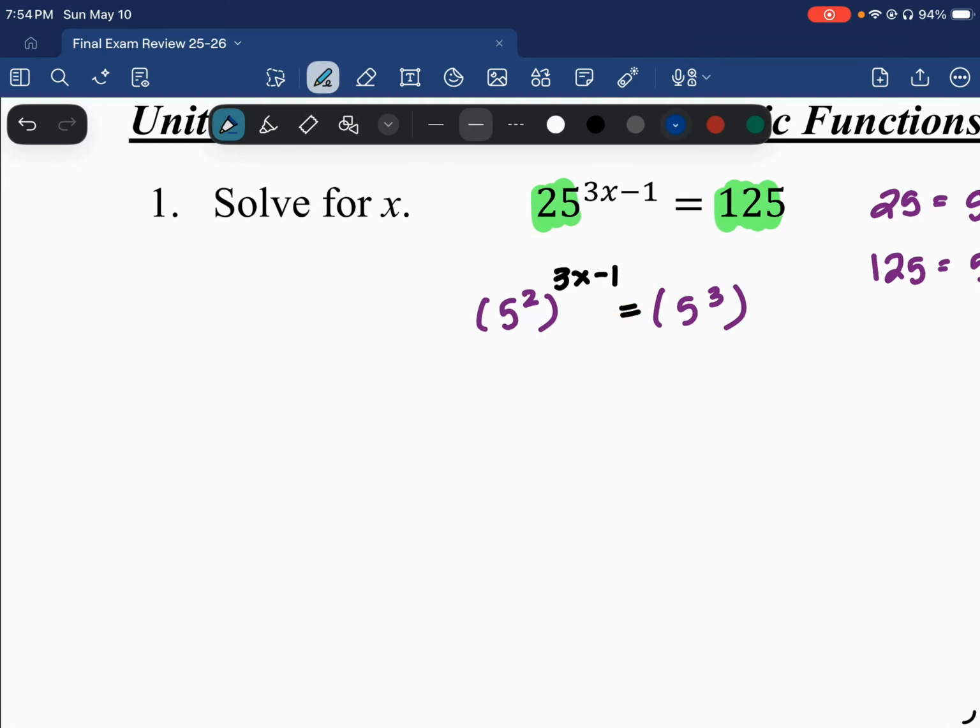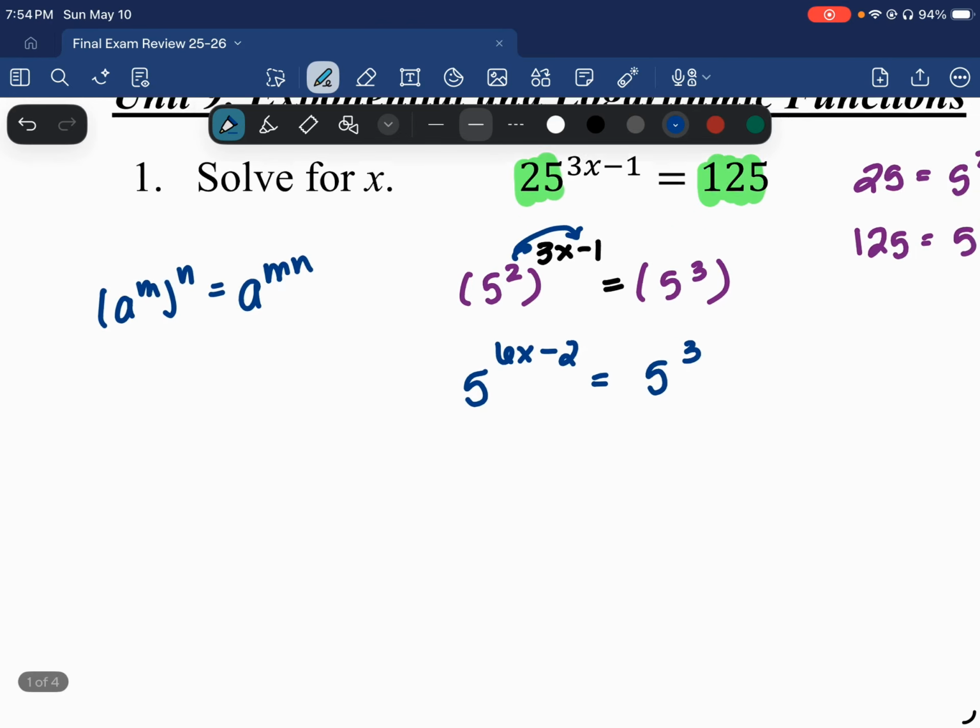So we're going to use our exponent properties of power to a power and multiply those exponents on the left. So this 2 will be distributed to both 3x and negative 1. So we have a base of 5 to the 6x minus 2 power, and then simply 5 to the third on the right.